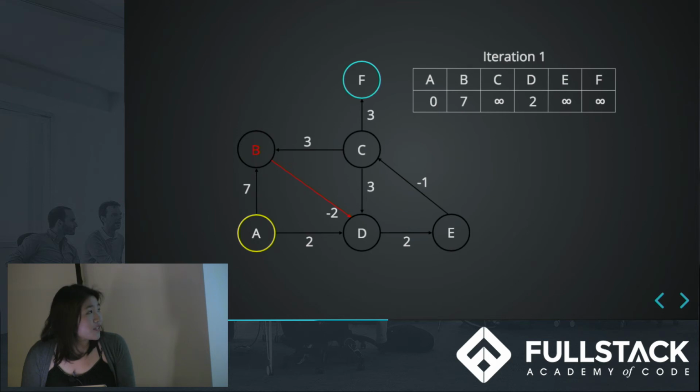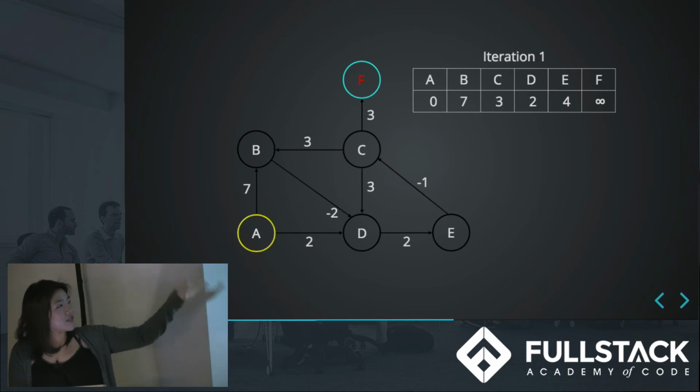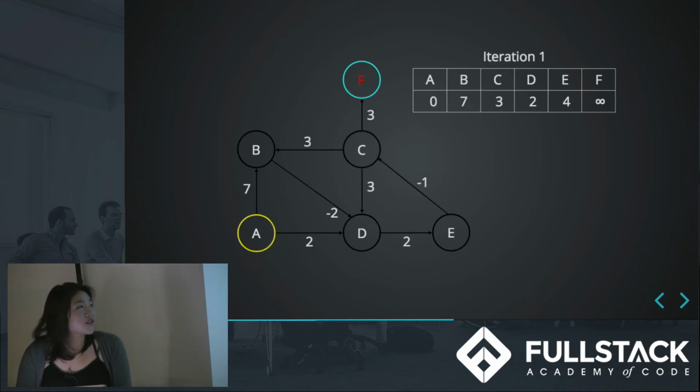Now, it gets interesting when we get to C. C has 3 neighbors, but we don't know the distance from our source to C yet, so that one stays as infinity. For D, the distance from the source is 2, and its one neighbor is E, so we can initialize E to be 4. Then looking at E, now we can initialize C, because the distance from the source to E is 4 and the weight from E to C is -1, so that gives us a distance of 3. And F we can't get to because it doesn't have neighbors. And so this is our first iteration.